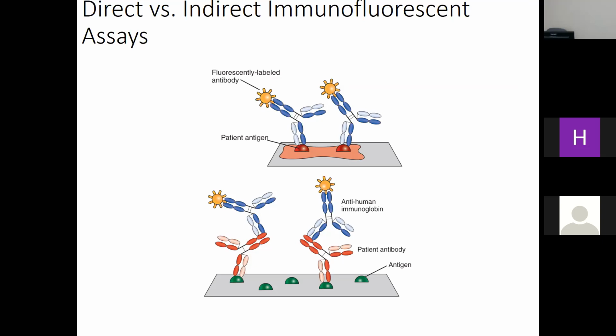So here's direct. Here is indirect. The antigen's here. The patient's antibody detects it. Then we detect the patient's antibody. So the actual label is not attached to the antigen. It had to attach to the patient antibody first. So this is direct. This is indirect. And it's just, is it right on the antigen, or is it linked to the antigen with something in between? I think when we talk about it more, it'll hopefully clear it up.